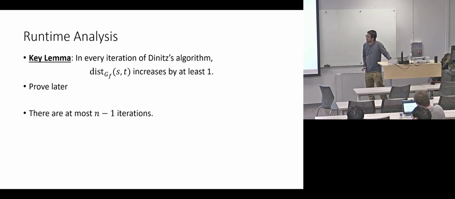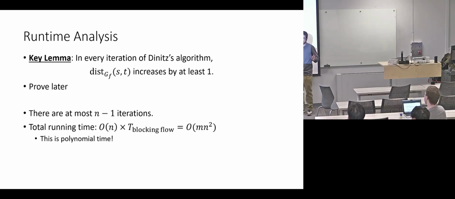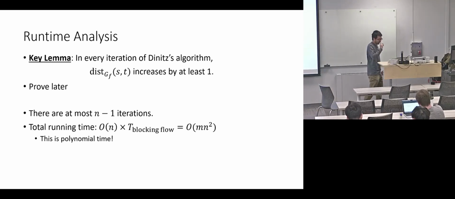And in each iteration, you just need to compute a blocking flow. I need to tell you first how to compute G prime. Actually, G prime can be computed quite easily, but you compute G prime and you compute a blocking flow on G prime. Blocking flow you can do in polynomial time, so in total it's polynomial time. I told you how to do blocking flow in m squared, but you can do it in mn actually. So the running time is this.